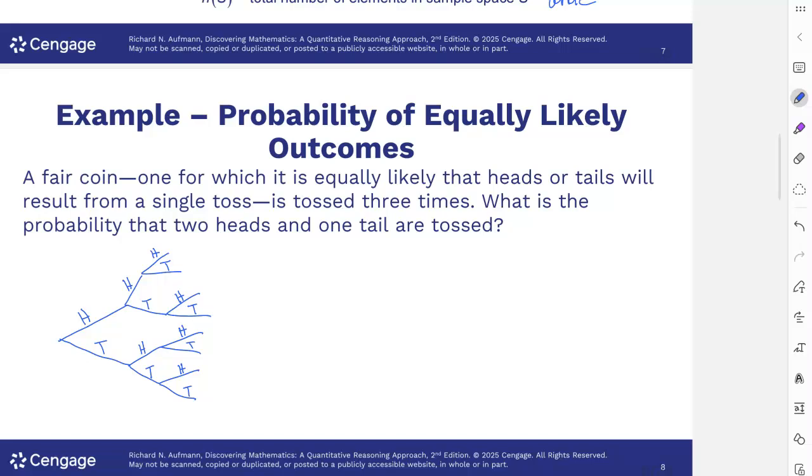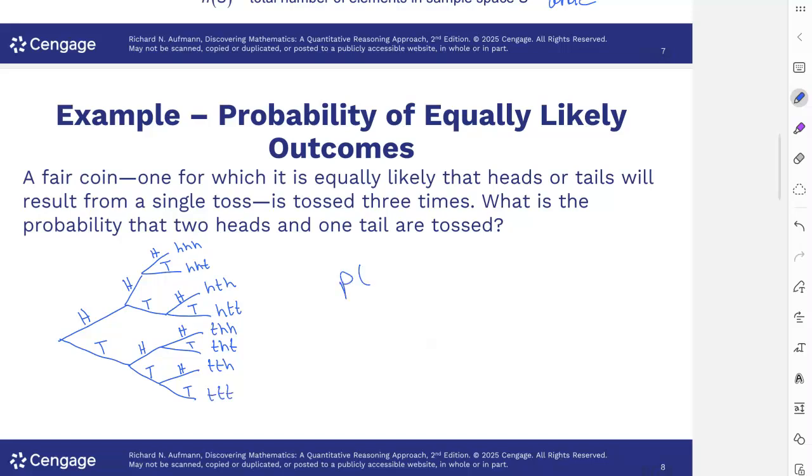So we could have had heads, heads, heads; heads, heads, tails; heads, tails, heads; heads, tails, tails; tails, heads, heads; tails, heads, tails; tails, tails, heads; or tails, tails, tails.